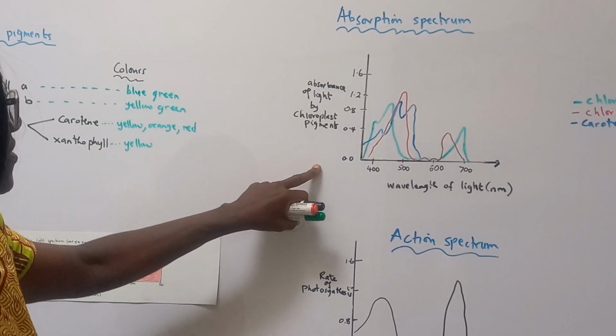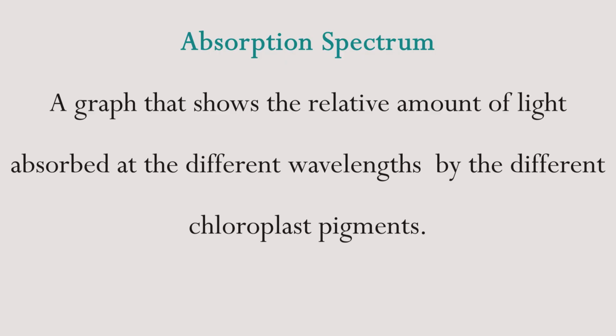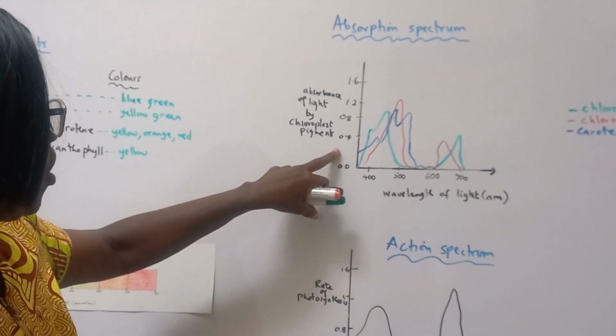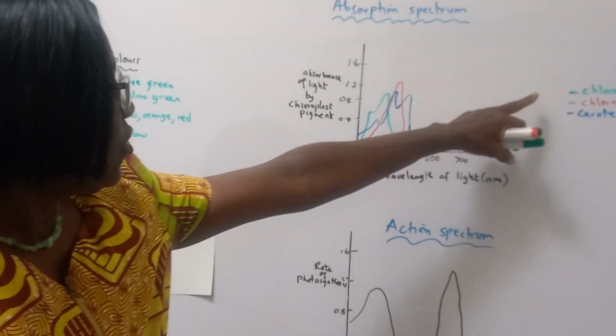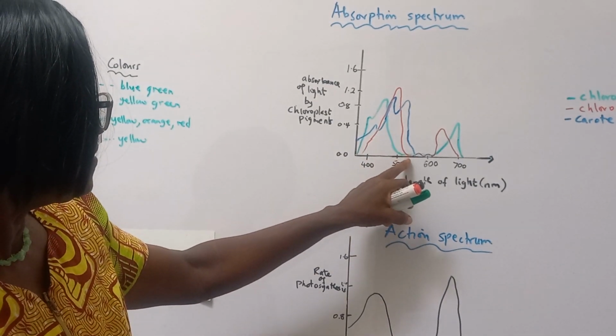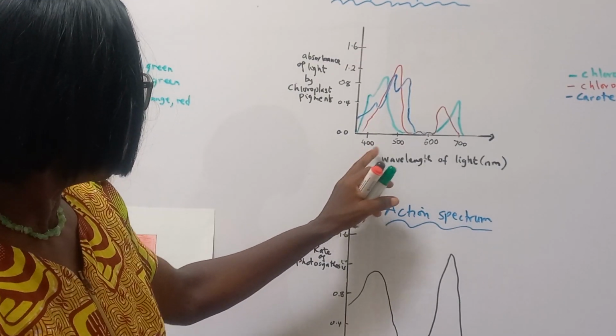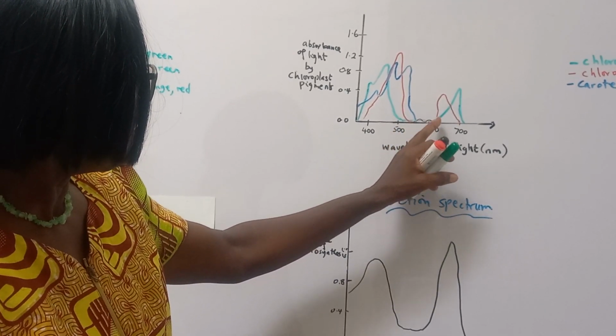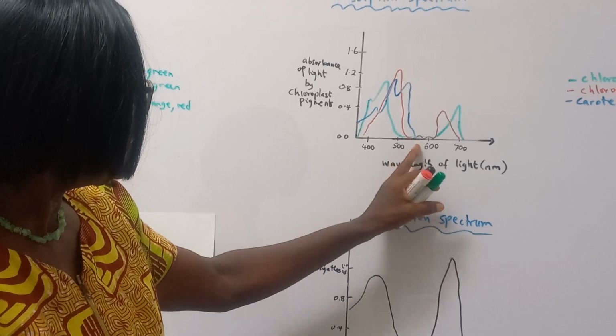So here is the absorption spectrum, a graph that shows the relative amounts of light absorbed at the different wavelengths by the different chlorophyll pigments. And here we have the amount of light absorbed. Here are the wavelengths. Chlorophyll A is this one. See the ranges where it absorbs. It absorbs between 400 and 550. Around there, between that and 600, no absorption takes place.